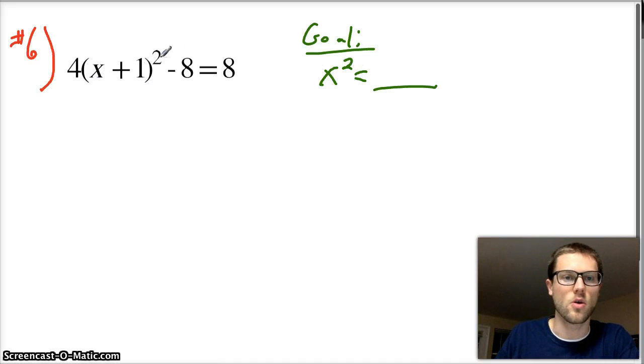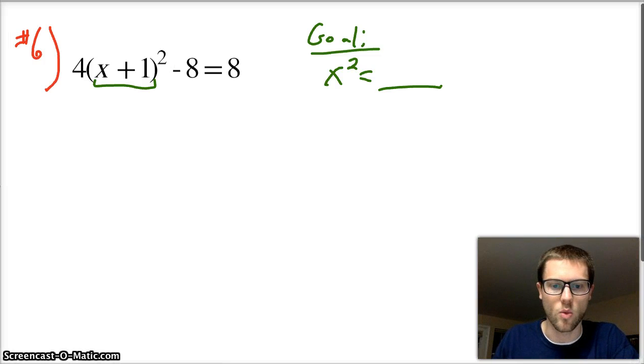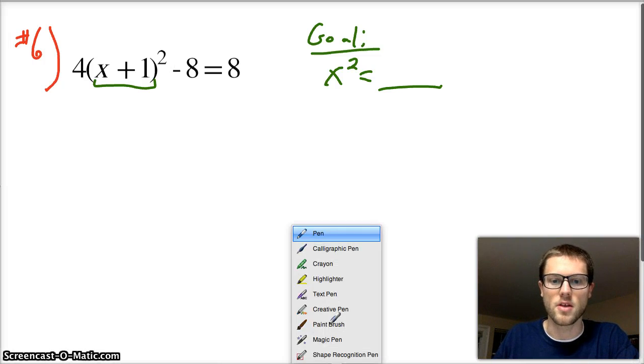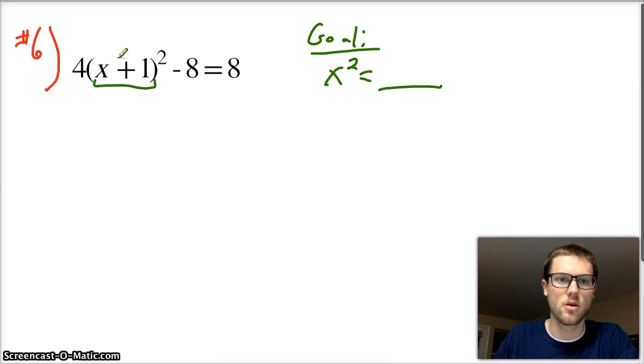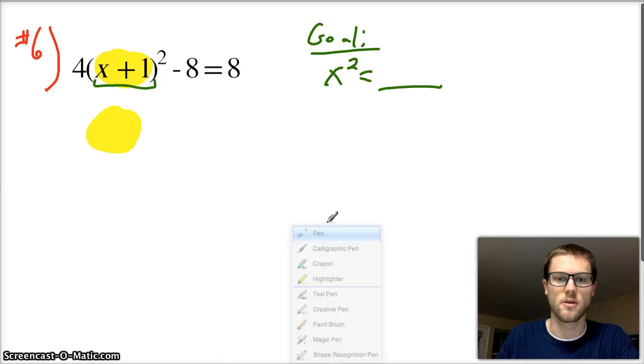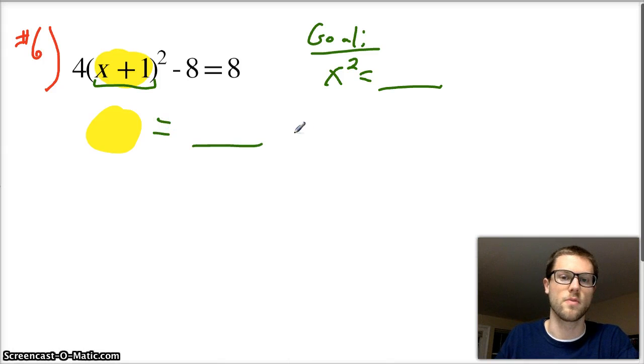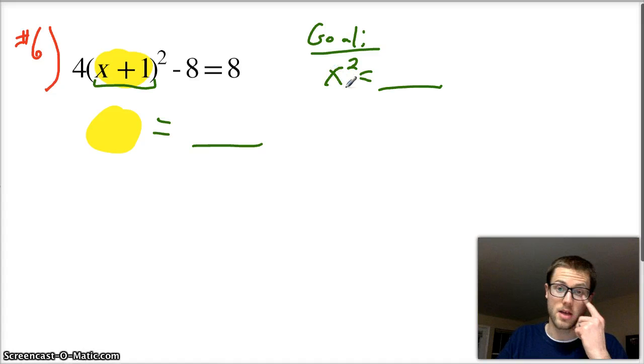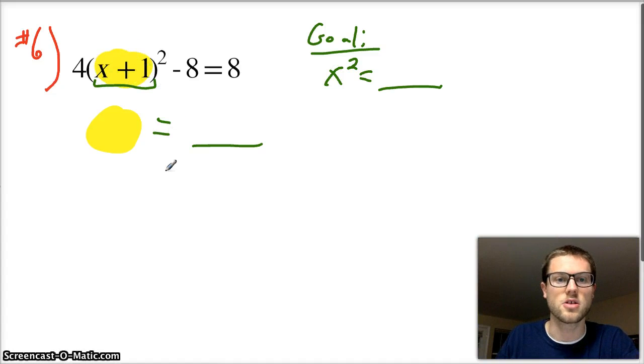In this scenario, though, it looks like we have an entire quantity squared. It's not just an x squared, but an x plus 1 squared. So just imagine this is like one big blob, and this entire blob we want to get by itself. Our goal is now to have this blob equal something. That's our goal. Just the same as if it were an x, but now it's this whole quantity squared. So isolate this quantity squared.